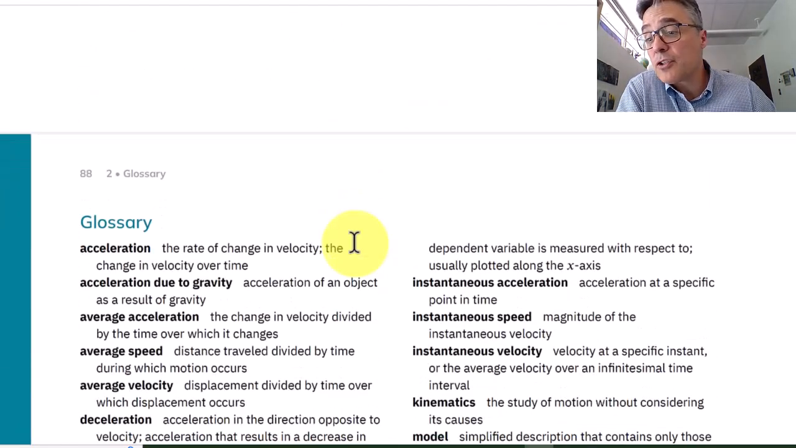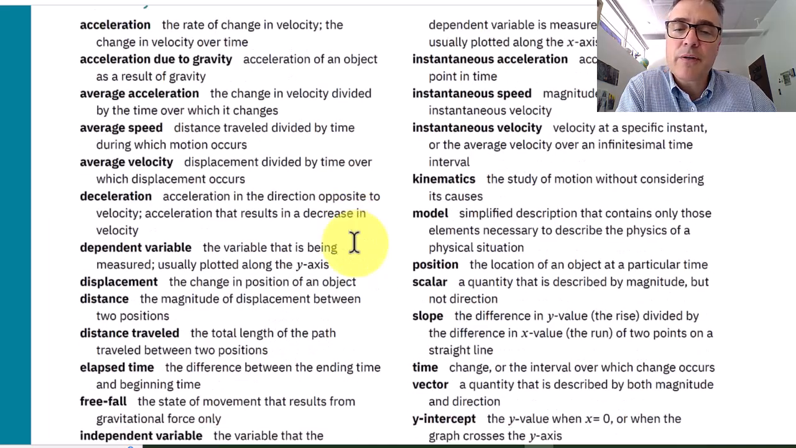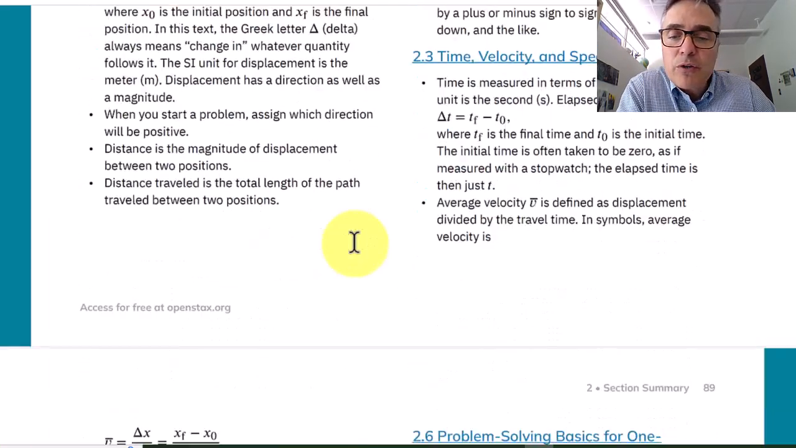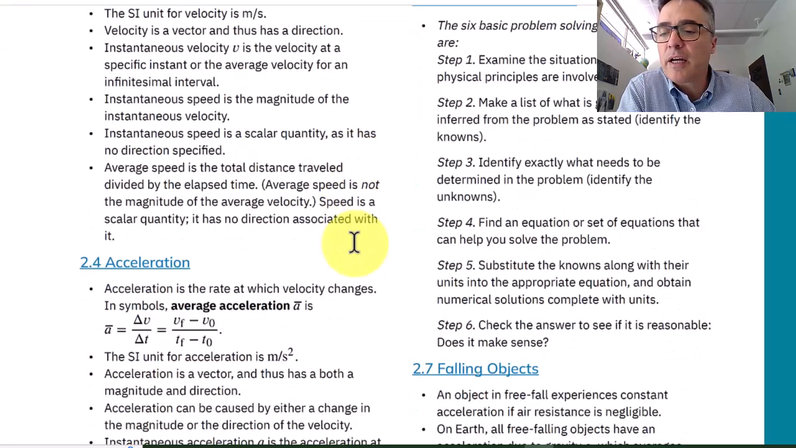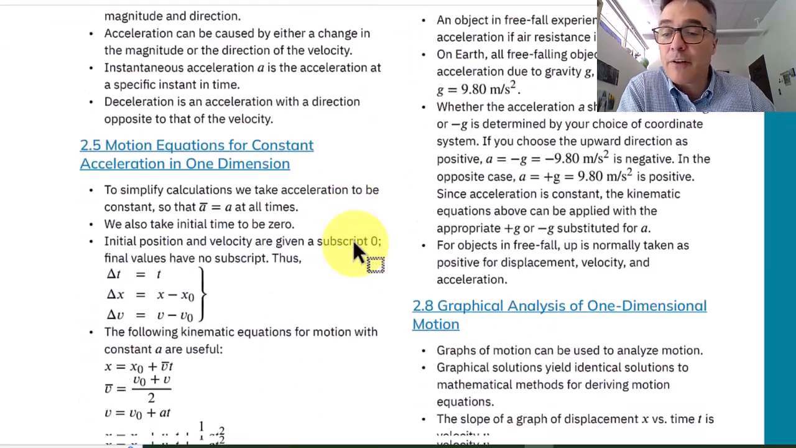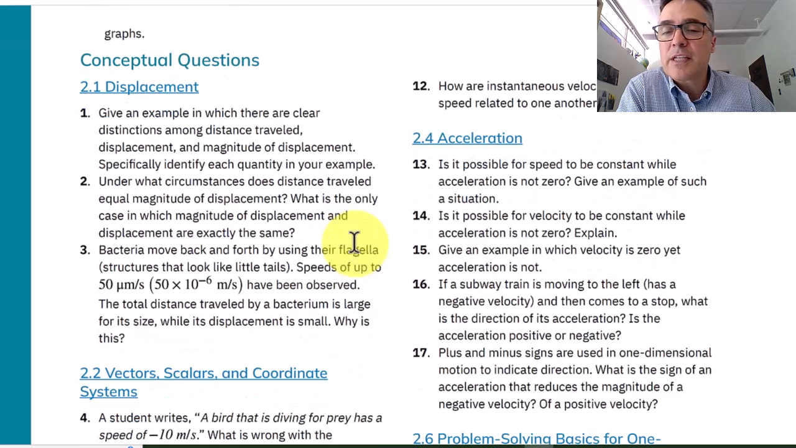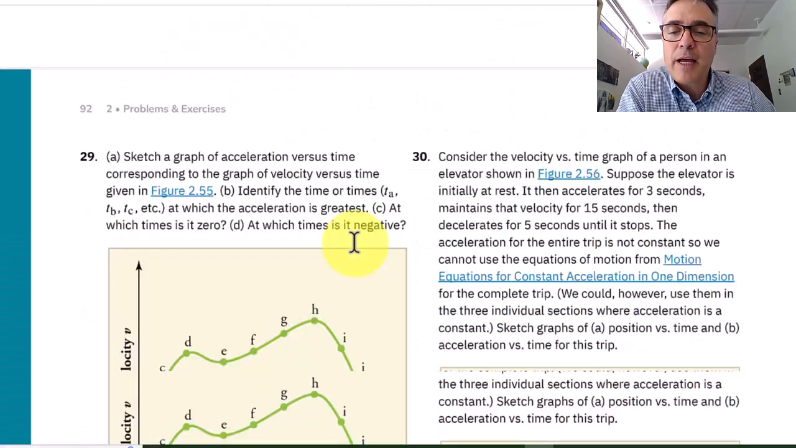And that's it for chapter 2. Actually, there's a glossary with some good terms. There's a summary which goes on for a couple of pages covering every section, including falling objects and graphical analysis. And then there are a bunch of conceptual questions followed by problems.